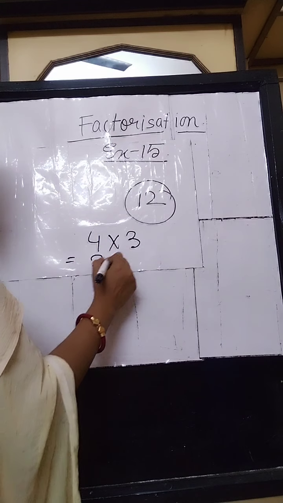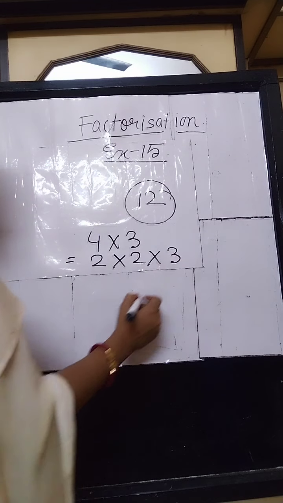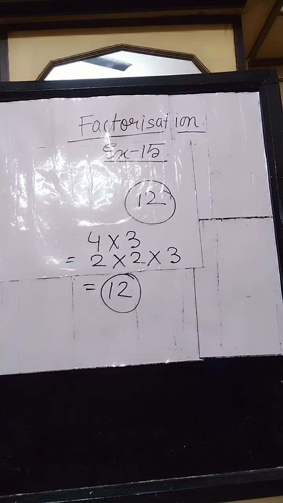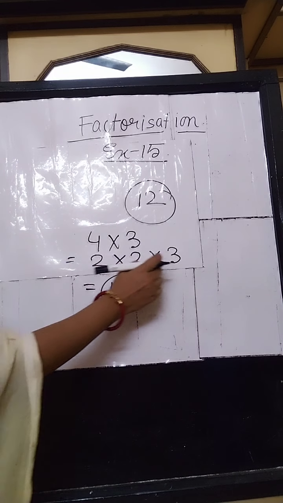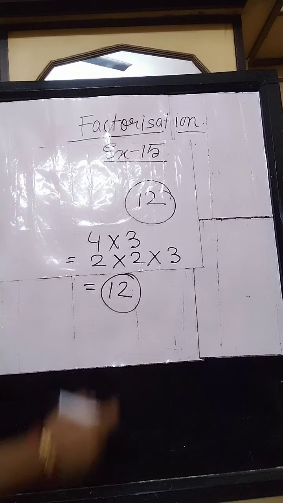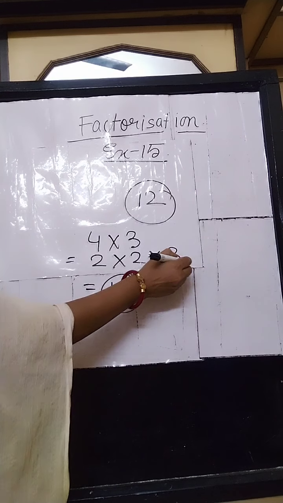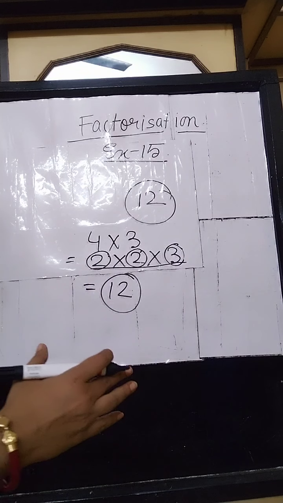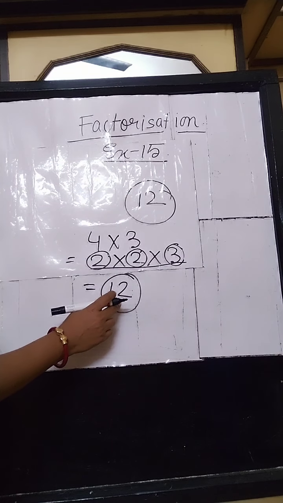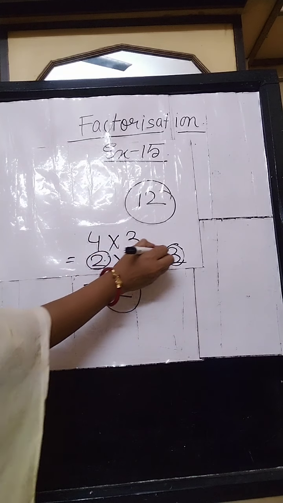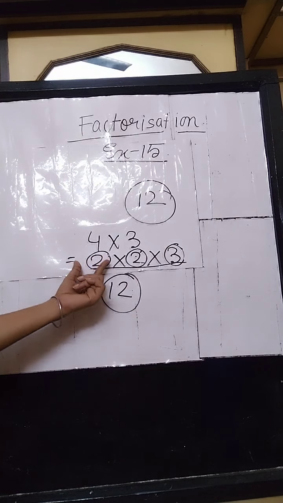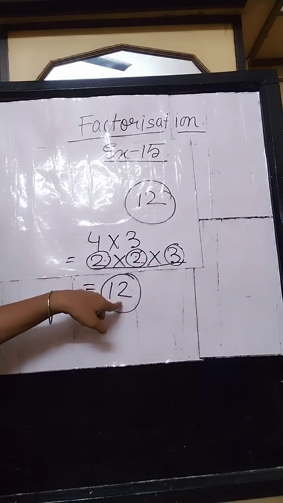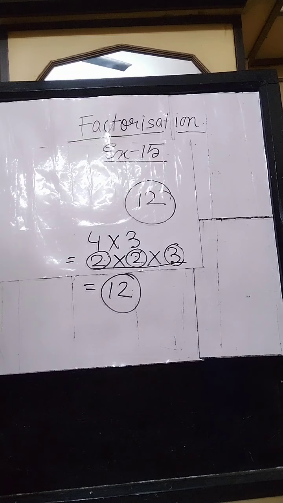Or we can write 2 into 2 into 3 equals 12. So the product 12 is obtained by multiplying 2 and 2 and 3. So 2, 2 and 3 will be considered as the factors of the product 12. These individual numbers 2, 3 and 2 are the factors of 12. So these are the factors and 12 is the product. This we have learned in the junior classes.